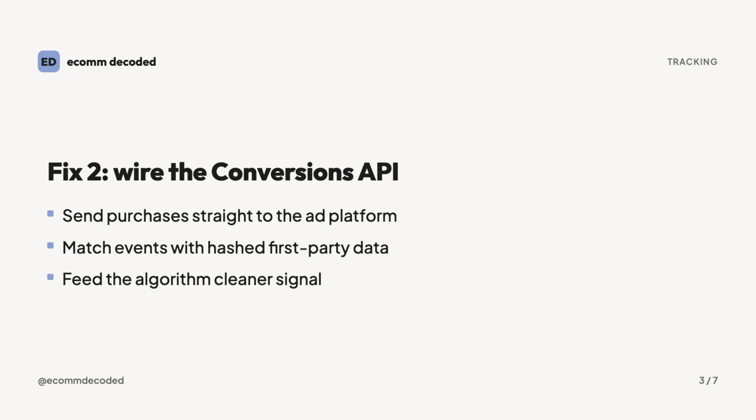This matters because the ad algorithm optimizes on the signal you feed it. Feed it half the conversions and it bids blind. Feed it clean, complete data and it finds more buyers at a lower cost per result.